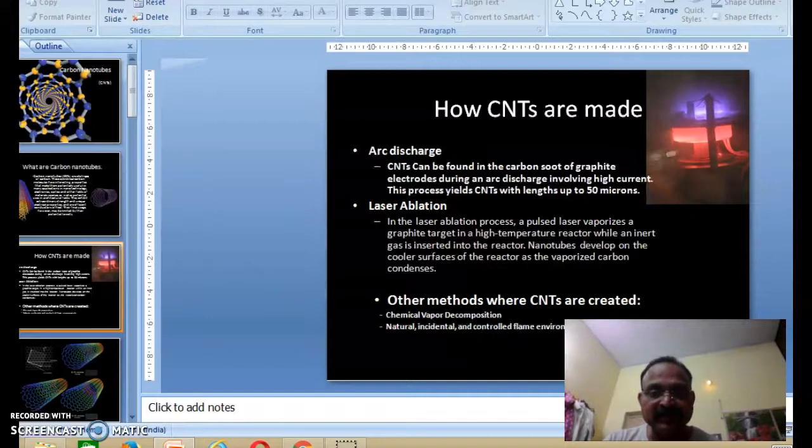Laser ablation method, another method. In this laser ablation process, a pulsed laser vaporizes a graphite target in a high temperature reactor while an inert gas is inserted into the reactor. Carbon nanotubes develop on the cold surfaces of the reactor as the vaporized carbon condenses. Other methods include chemical vapor deposition, natural, incidental and controlled flame environments.